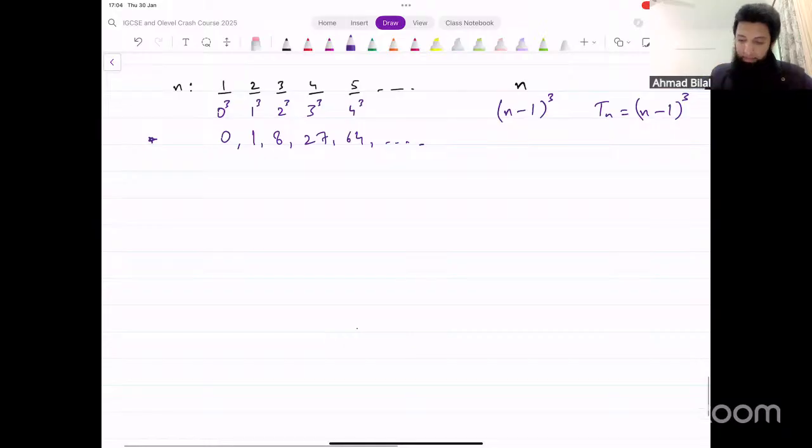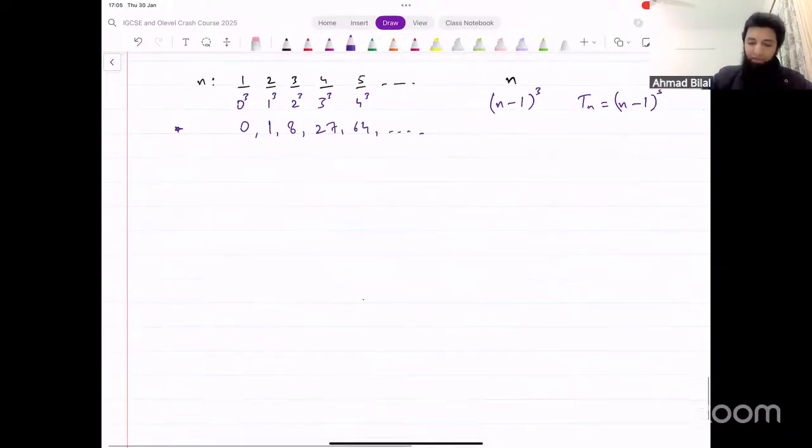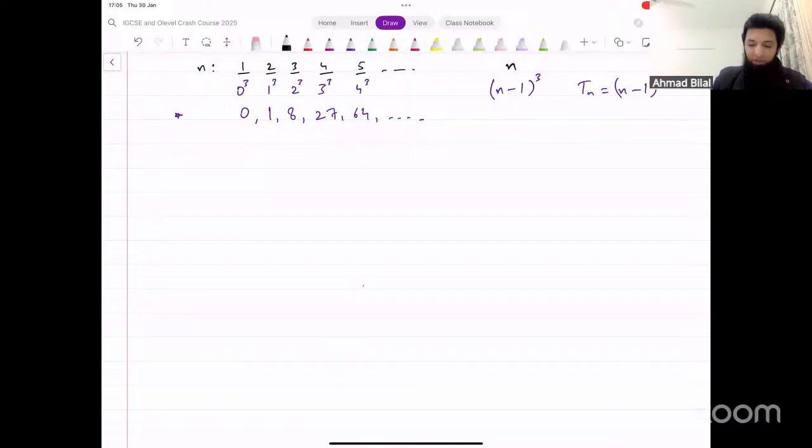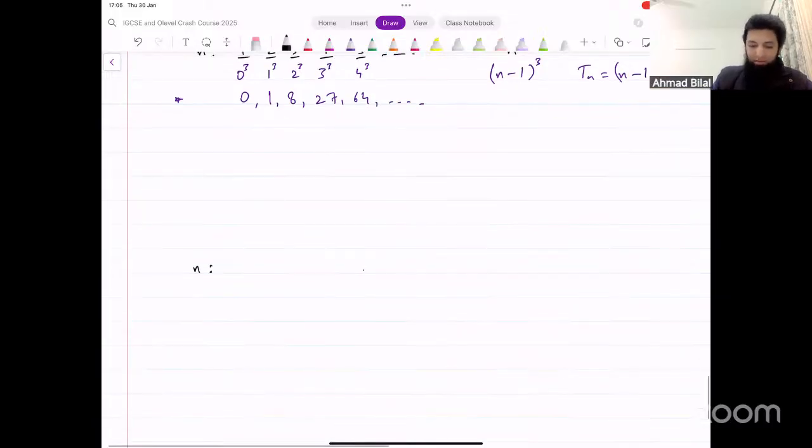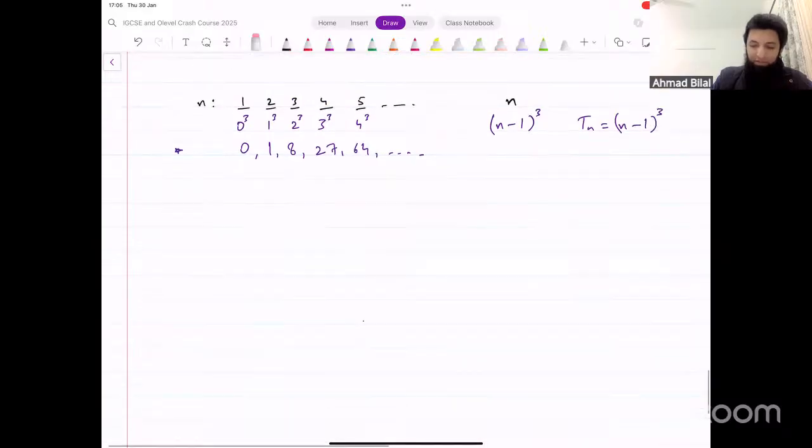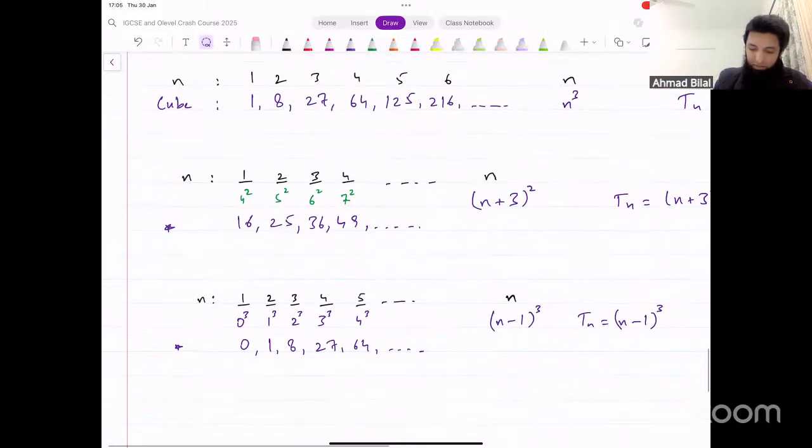Let's take another example. Now they could change this another way as well, a slightly different way. Let's say you have a sequence that looks like this now. So in this case, this was the sequence, right?